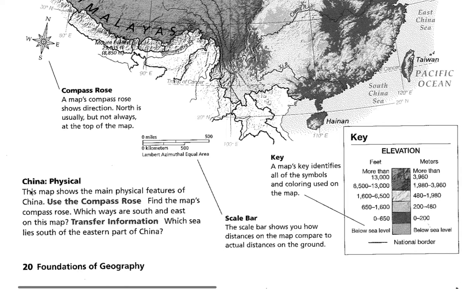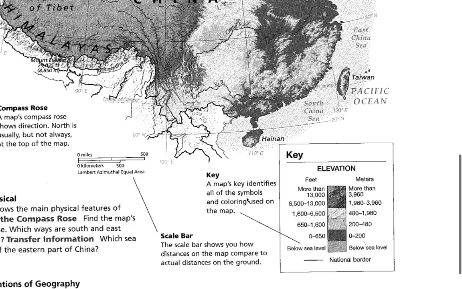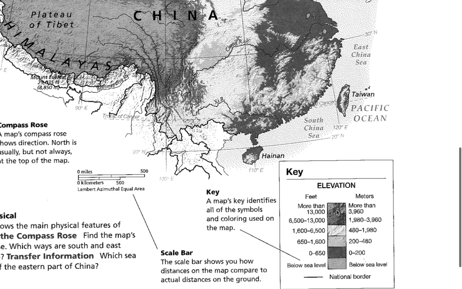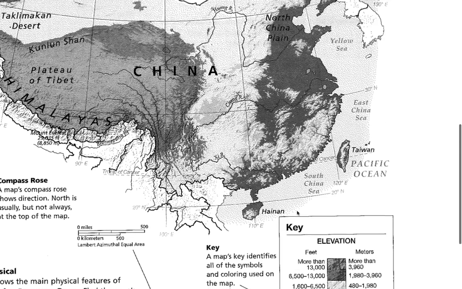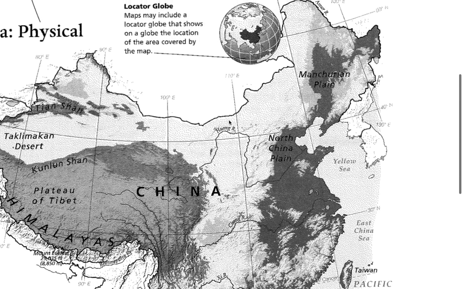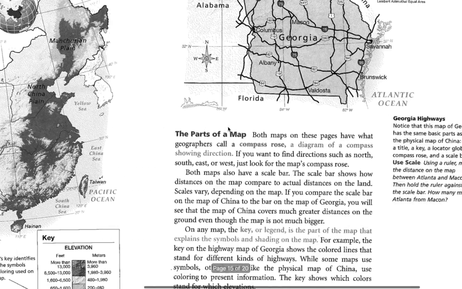China, physical. This map shows the main physical features of China. Okay. Over here's the key. A map's key identifies all the symbols and coloring used on the map. Now this one is in black and white, so it's hard to see, but it shows you the elevation, how high it is compared to sea level. The different colors you can kind of see. So you can see the highest area is the Himalayas. If you know anything about the Himalayan mountains. Okay. So there we have a physical map.